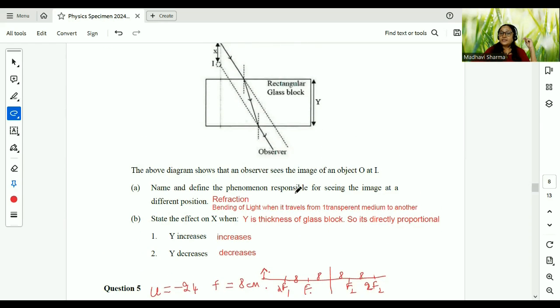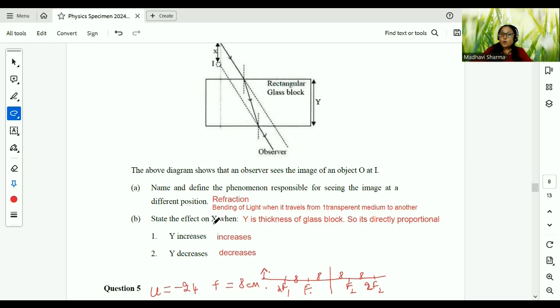Name and define the phenomena responsible for seeing the image. It's refraction, bending of light or light rays when it travels from one transparent medium to another. Yes. This is also an application question that comes. If you remember the Magarmach and the monkey story. Yes. The Magarmach is inside water and the monkey is on the tree. So the Magarmach, that is the alligator, the crocodile, will see the monkey closer. Application, children, anything can come.